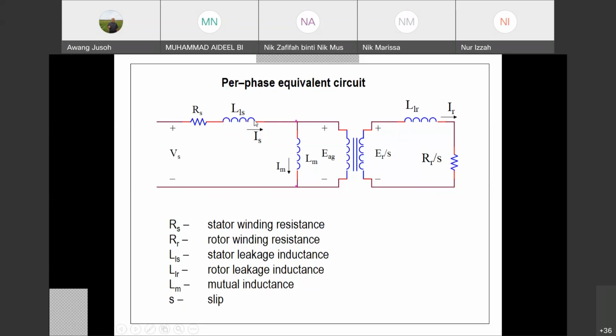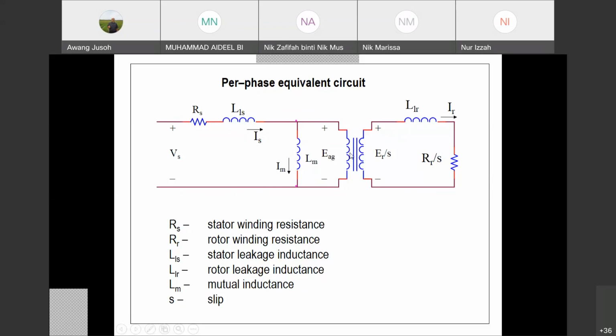This one we call L1S, which is the stator leakage inductance. And then we have EAG, which represents the back EMF of the machine at the stator part. So this is the first part of the machine, it represents the stator. And then we know that we have the air gap, so this is represented by the air gap. You can put the symbol.